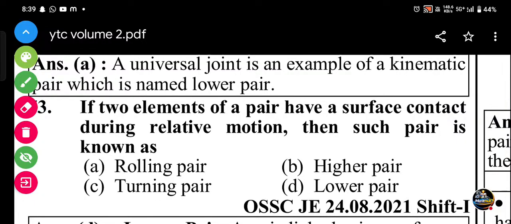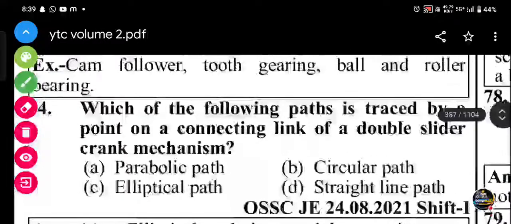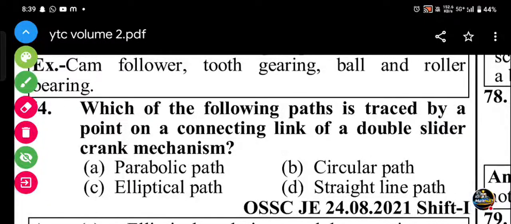Next question: if two elements of a pair have surface contact during relative motion, then such a pair is known as the lower pair. Which of the following paths is traced by a point on the connecting link of a double slider crank mechanism? Parabolic path, circular path, elliptical path, or straight line path? Elliptical path. It creates the elliptical trammel.